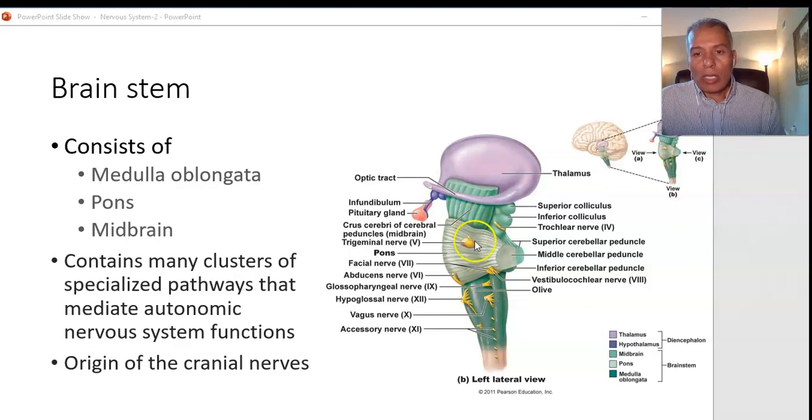So let's look at the brainstem functions. Generally, the brainstem is the oldest part of the human nervous system, or any nervous system, as a matter of fact.